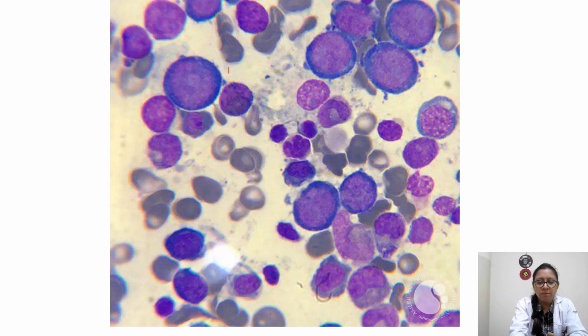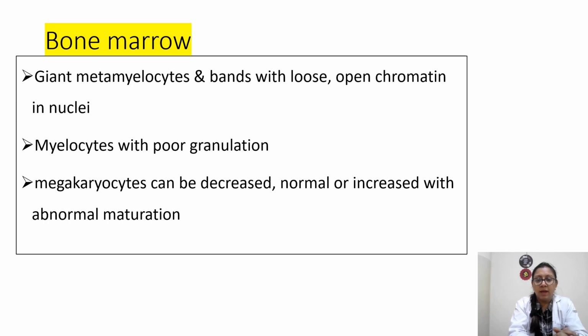So these are your megaloblasts. These are erythroid precursors. These are all your megaloblasts. And apart from these megaloblasts, we'll see myeloid series की भी abnormality हो रही है. So you will see giant metamyelocytes, bands with loose open chromatin in the nuclei, myelocytes with poor granulation. Normally myeloid cells में क्या होती है? Granular होती है. वो उसमें poor granulation हो रही है.